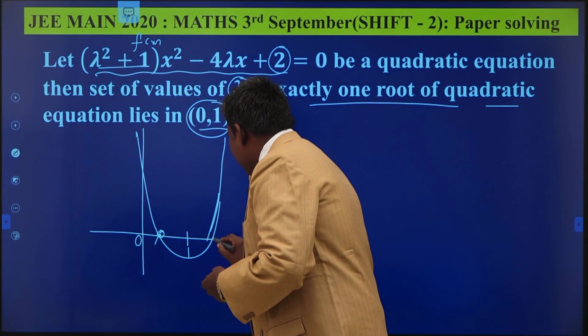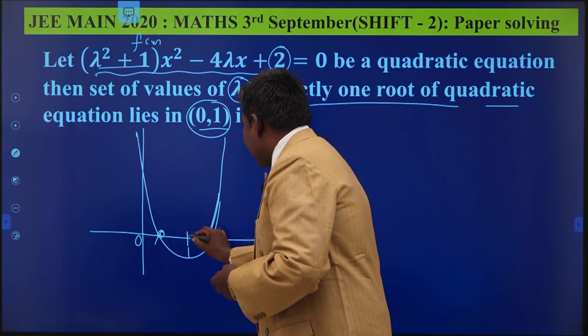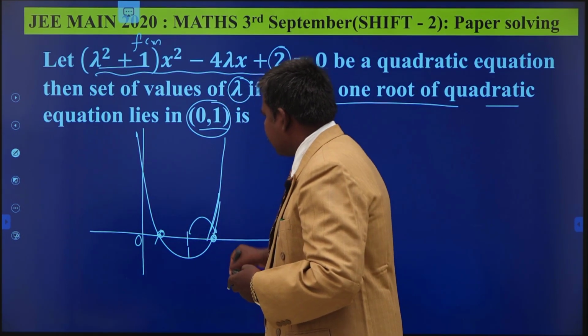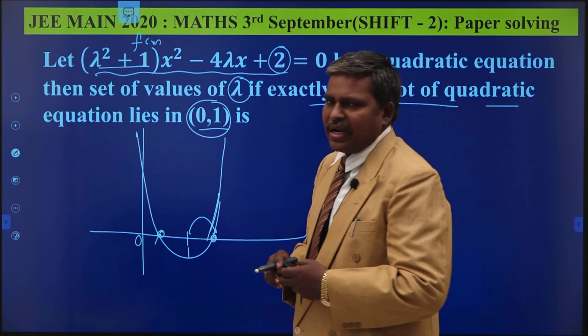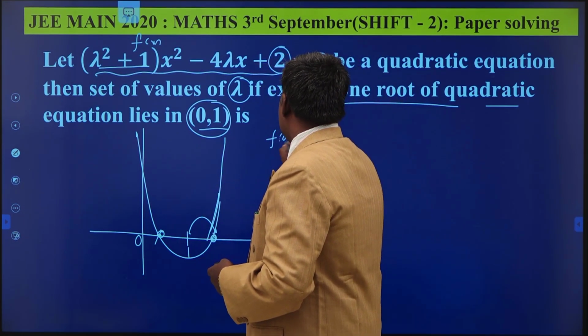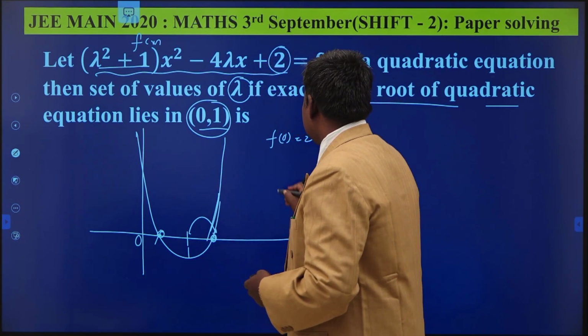This 1 may be here also. Your 1 is here also. Your 1 becomes here also. At that time f of 1 becomes what? 0. Now f of 0 is positive. F of 0 is equal to 2, which is greater than 0.